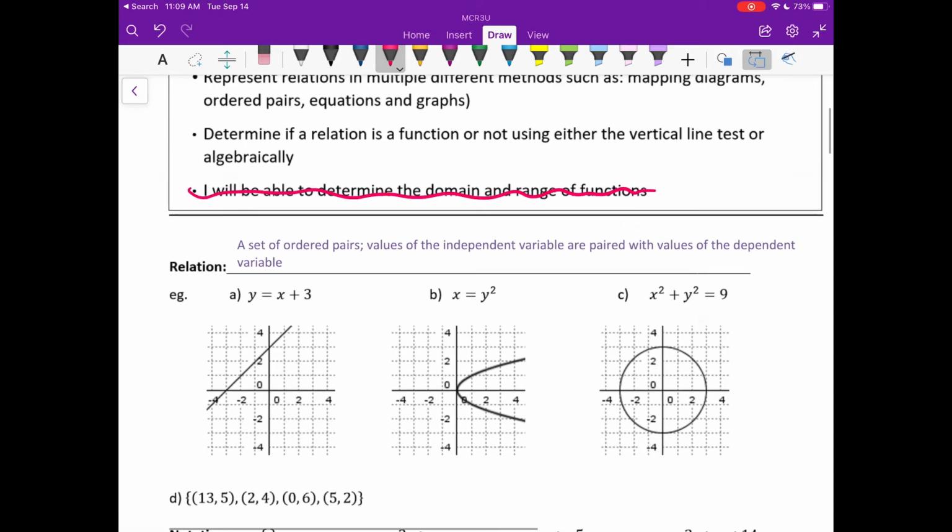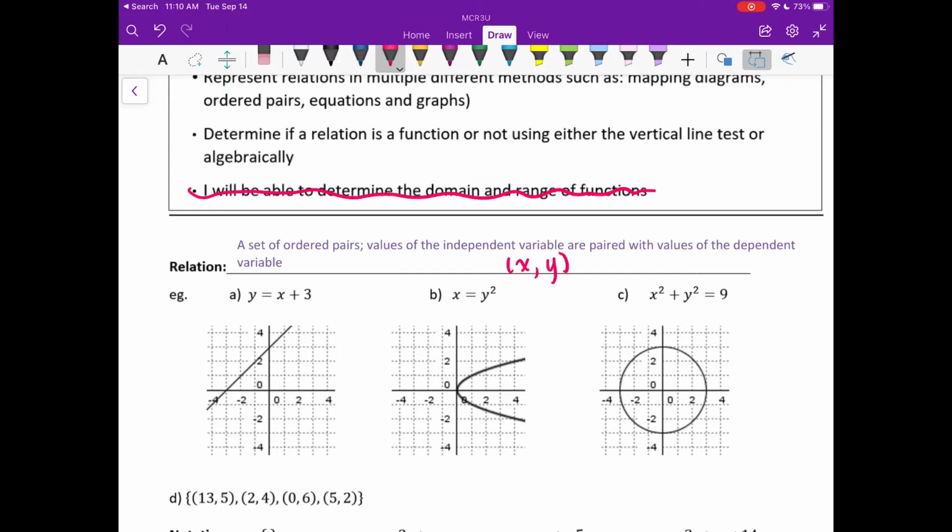So let's get started. The first thing I like to start with is, what is a relation? A relation is a set of ordered pairs, which are values of an independent variable paired with values of a dependent variable. Usually x is what we use for the independent variable, paired with a value of a dependent variable y. The two things impact each other. Whatever you do to the independent variable x will impact the dependent variable y.